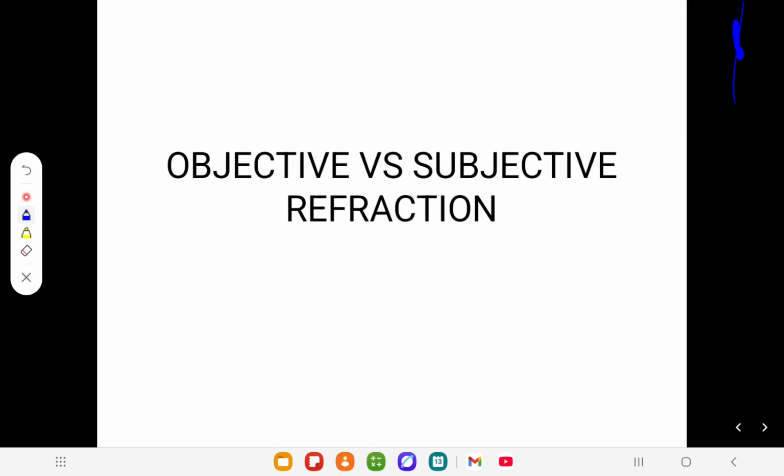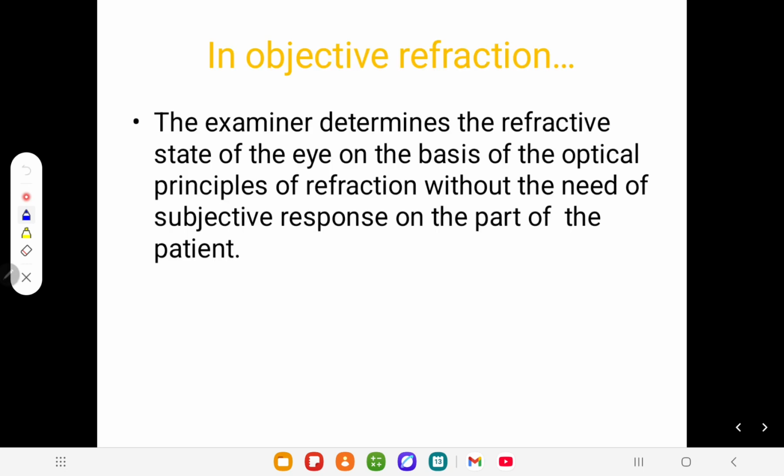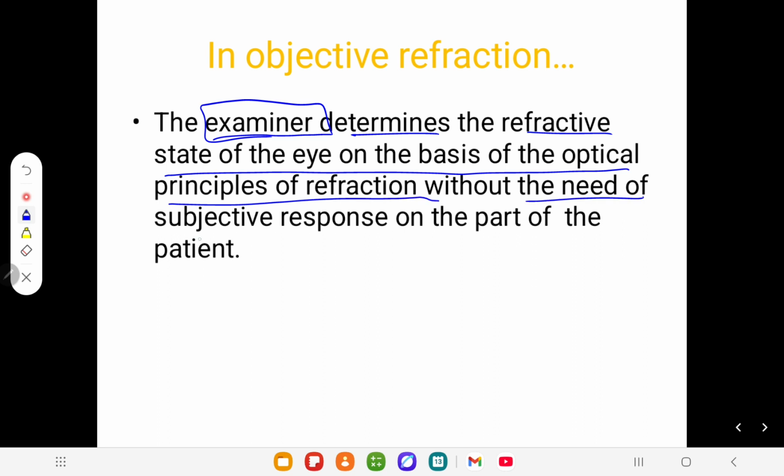Okay, what is the basic difference between objective and subjective refraction, which is very crucial to understand for optometry students. So let's talk about objective refraction and then we will move to subjective refraction. I have already made a video on the retinoscope especially. In objective refraction, just understand, the examiner determines the refractive status of the eye on the basis of the optical principle of refraction without the need of subjective response. It's very important.